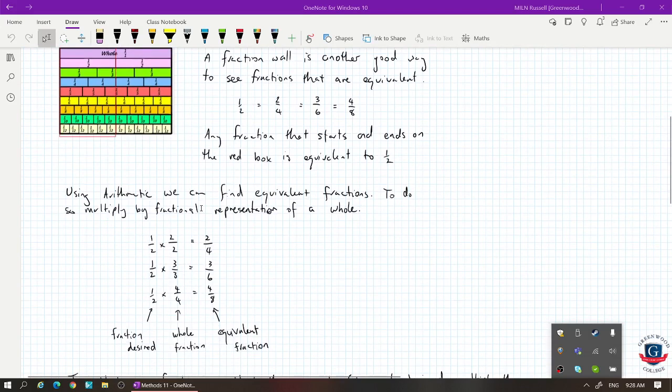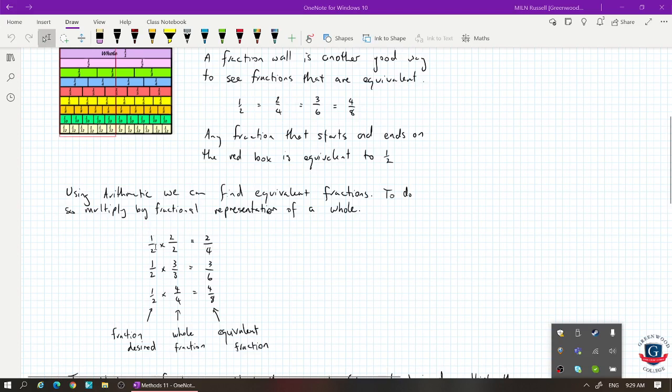Okay, now, arithmetic can help us find equivalent fractions. And the easiest way to do it is to multiply by the different versions of 1. We can represent 1 as 2 divided by 2. 2 divided by 2 is 1. 3 divided by 3 is 1. 4 divided by 4 is 1. And as long as we're multiplying by 1, we don't change the quantity associated with the fraction.